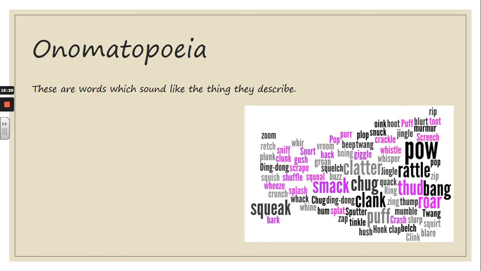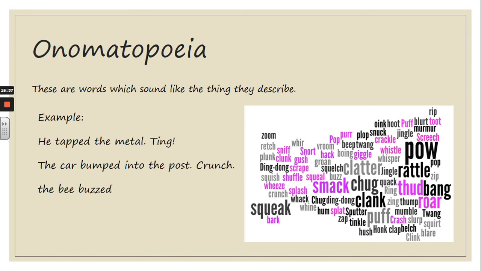Onomatopoeia. These are nice and simple. They are words which sound like the thing they describe. So the picture there has lots of different examples. You might use them in a poem. It's quite often where we use them in our writing. We'll use them in poetry. But we could also use things like he tapped the metal, followed by the word ting. The car bumped into the post, crunch, or the bee buzzed. So buzzed would be my onomatopoeia there because it sounds like the thing you are describing.